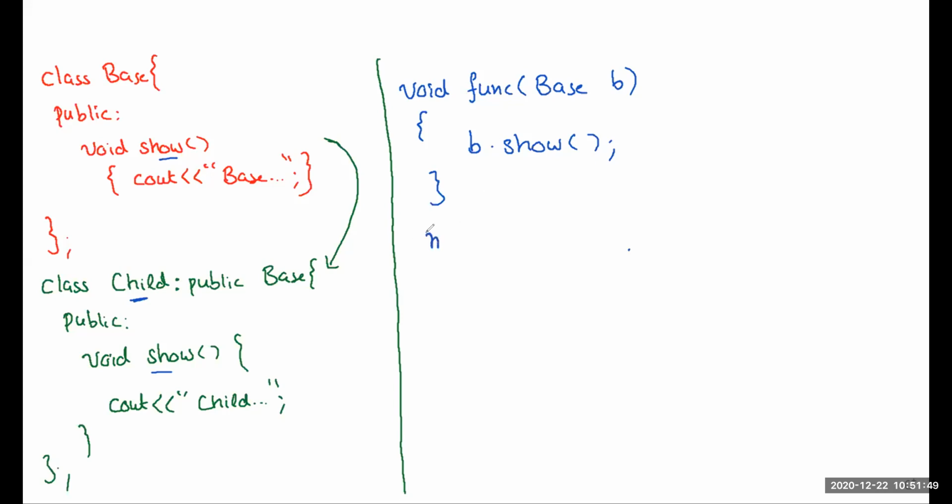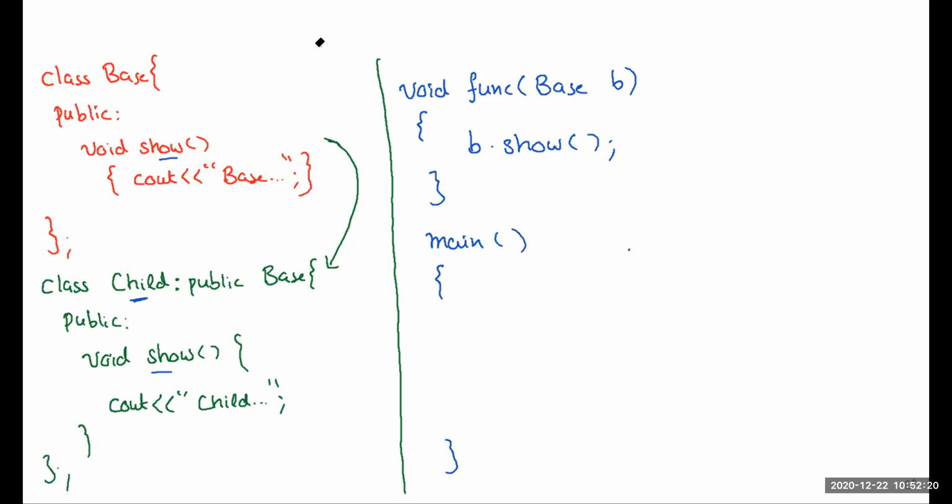Now let me write main and let's discuss something. If I write base b and I call this function f, then again nothing will change. What will happen? This b will go to this b. You will call b dot show, so you will see base printed on the screen. It is exactly the same thing. We have just made a different function, right? But why are we doing it now? Let me write something else.